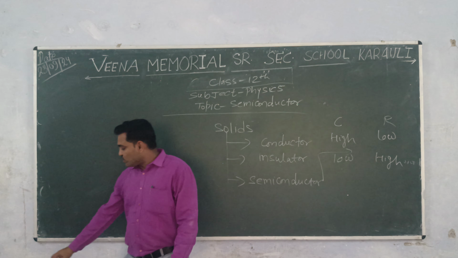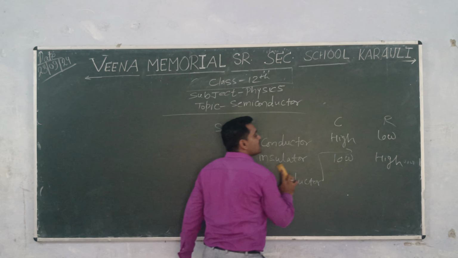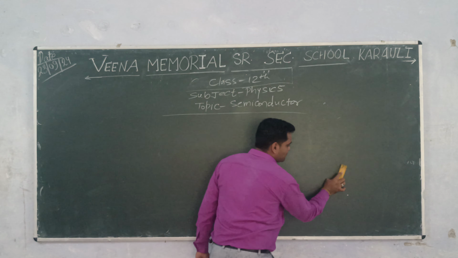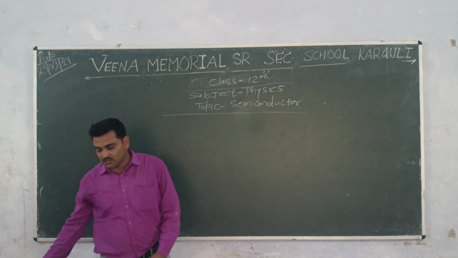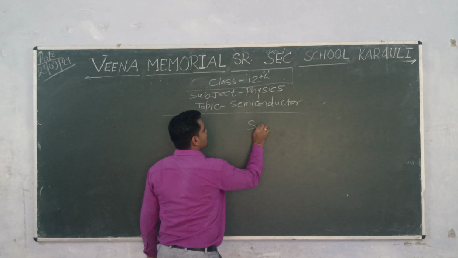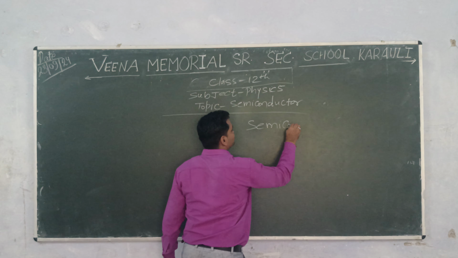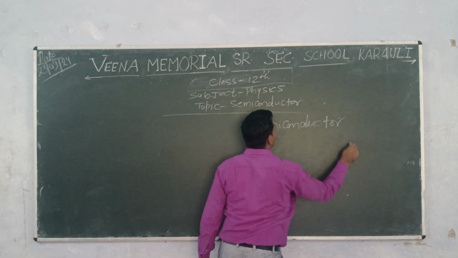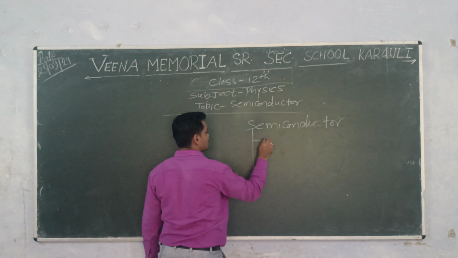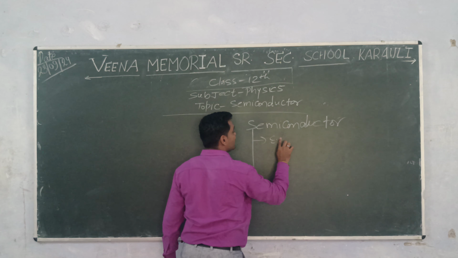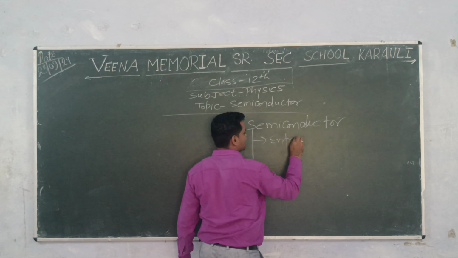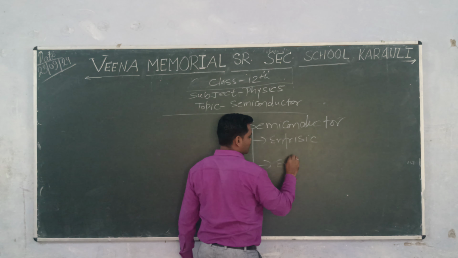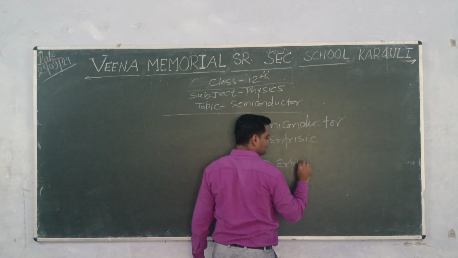Now it is time to discuss the parts of semiconductor. Semiconductors are classified in two parts, or are of two types. First of all, intrinsic semiconductor, and second is extrinsic semiconductor.